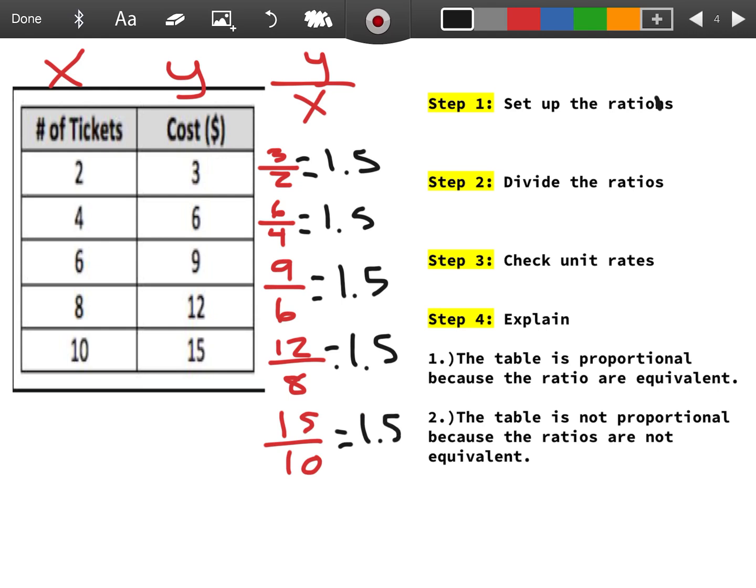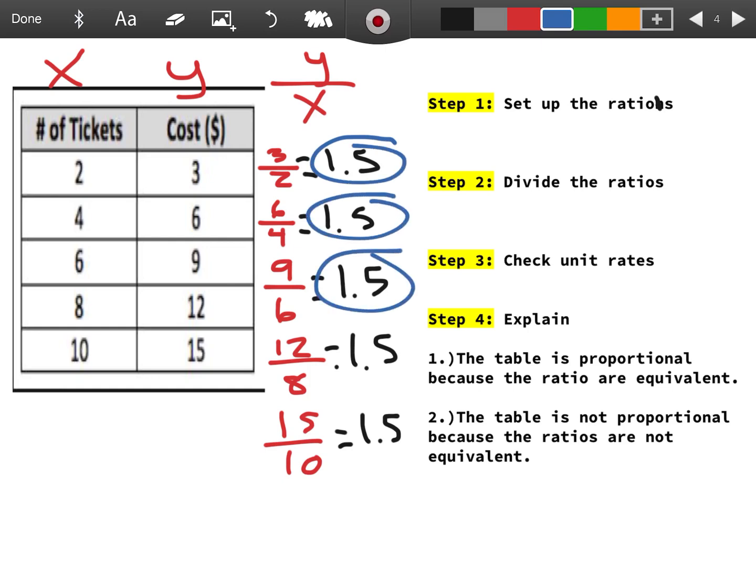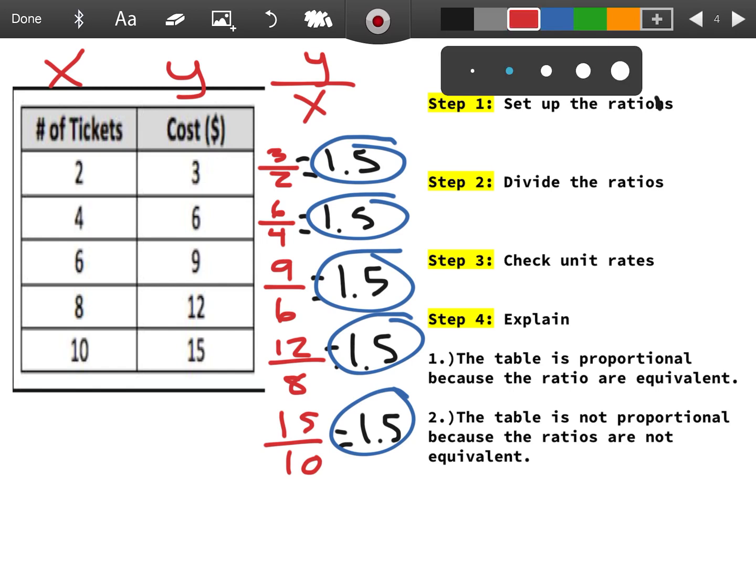My step 3 says to check the unit rates. So I want to check all my answers, and I want to make sure that all my answers were the same. If all my answers are the same, then that's when I figure out which explanation I'm going to use. Because all my answers are the same, that means my table is proportional. So I'm going to go with explanation number 1.